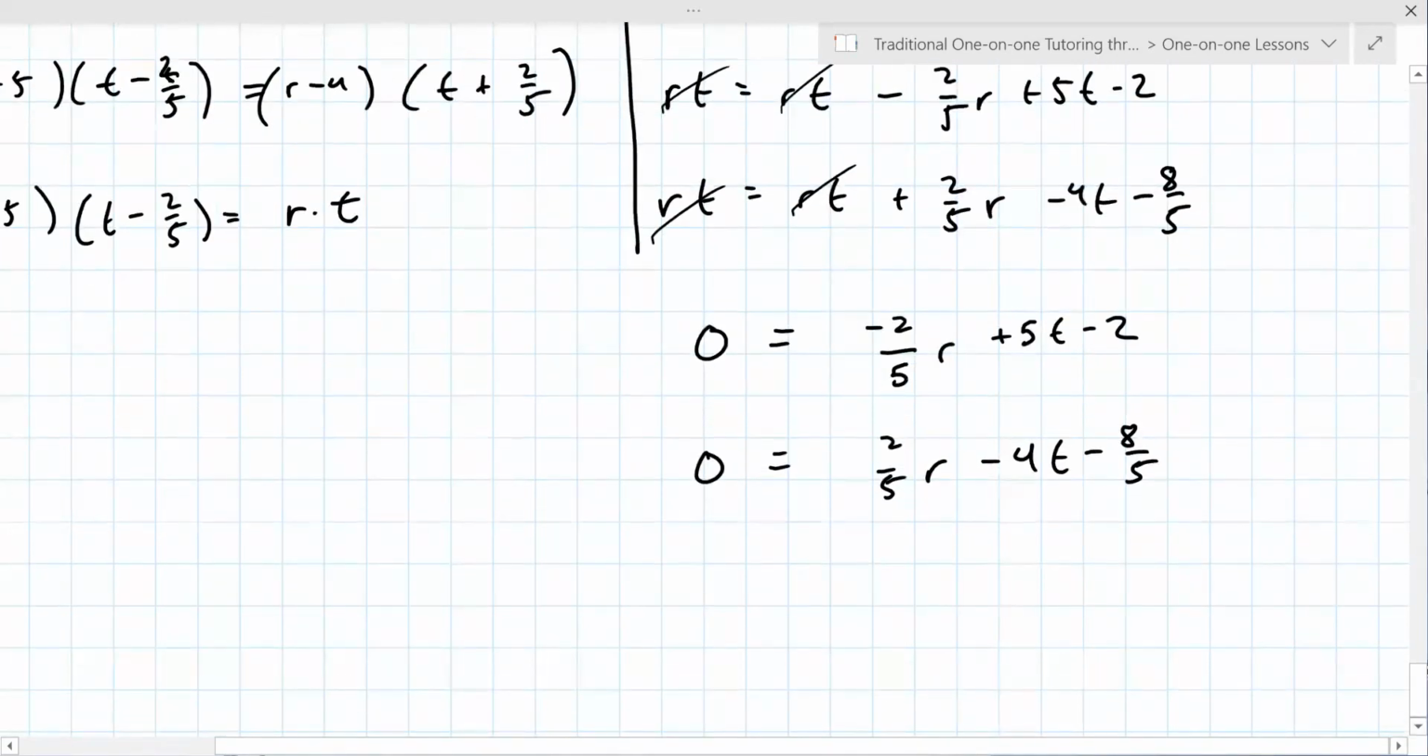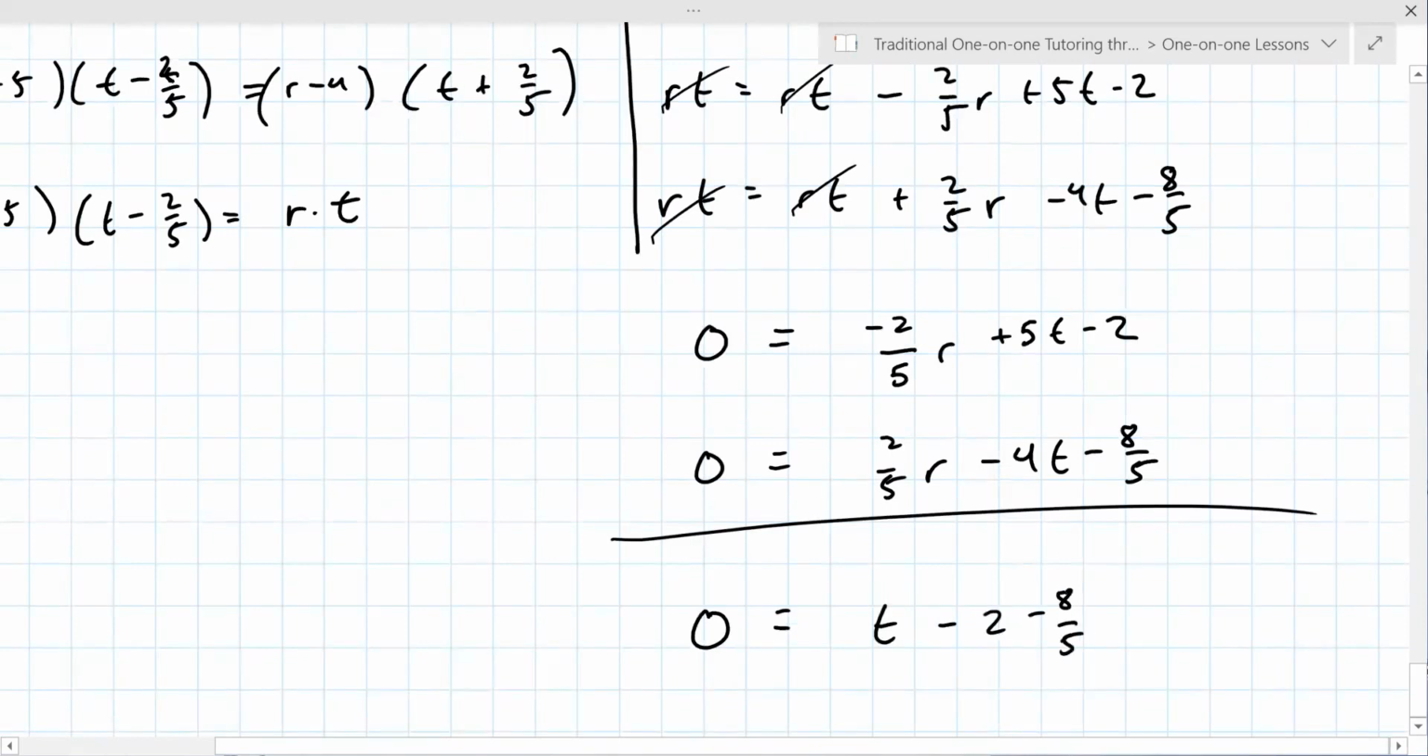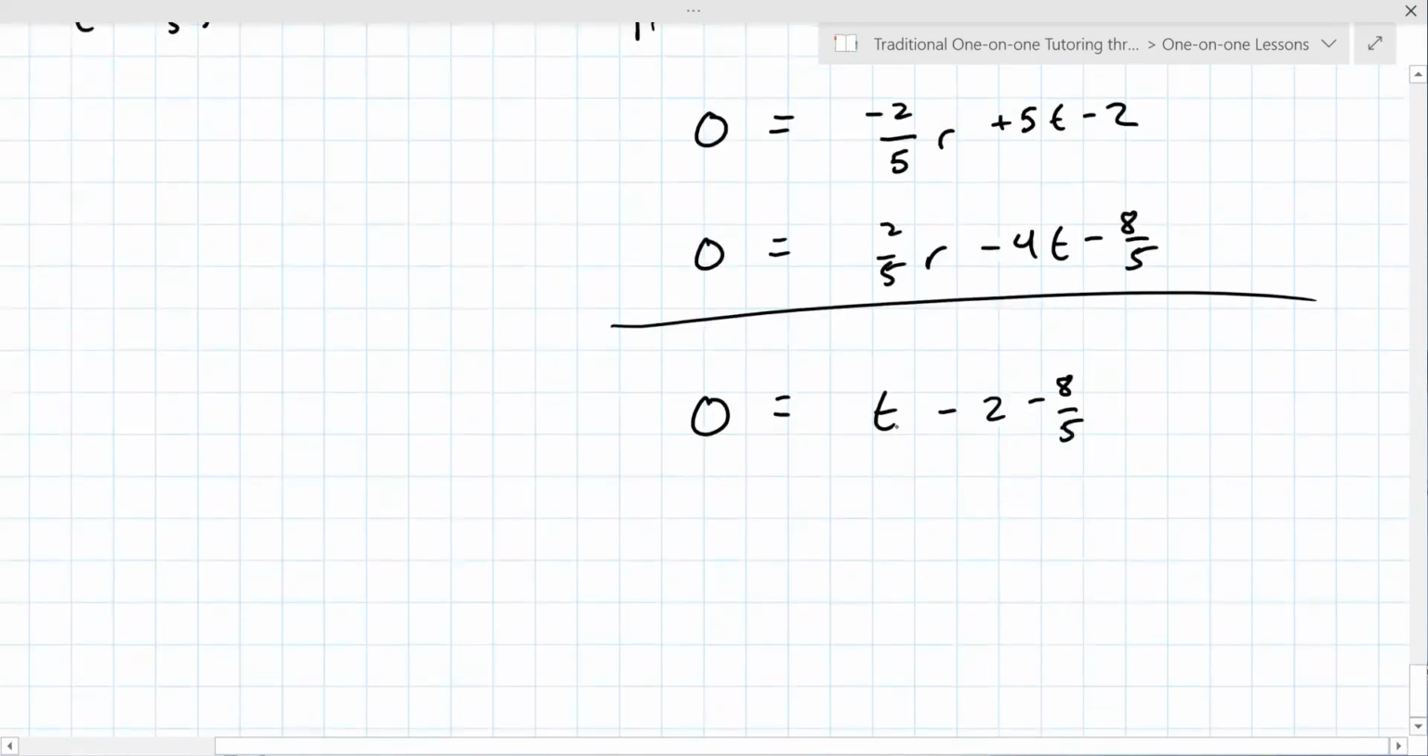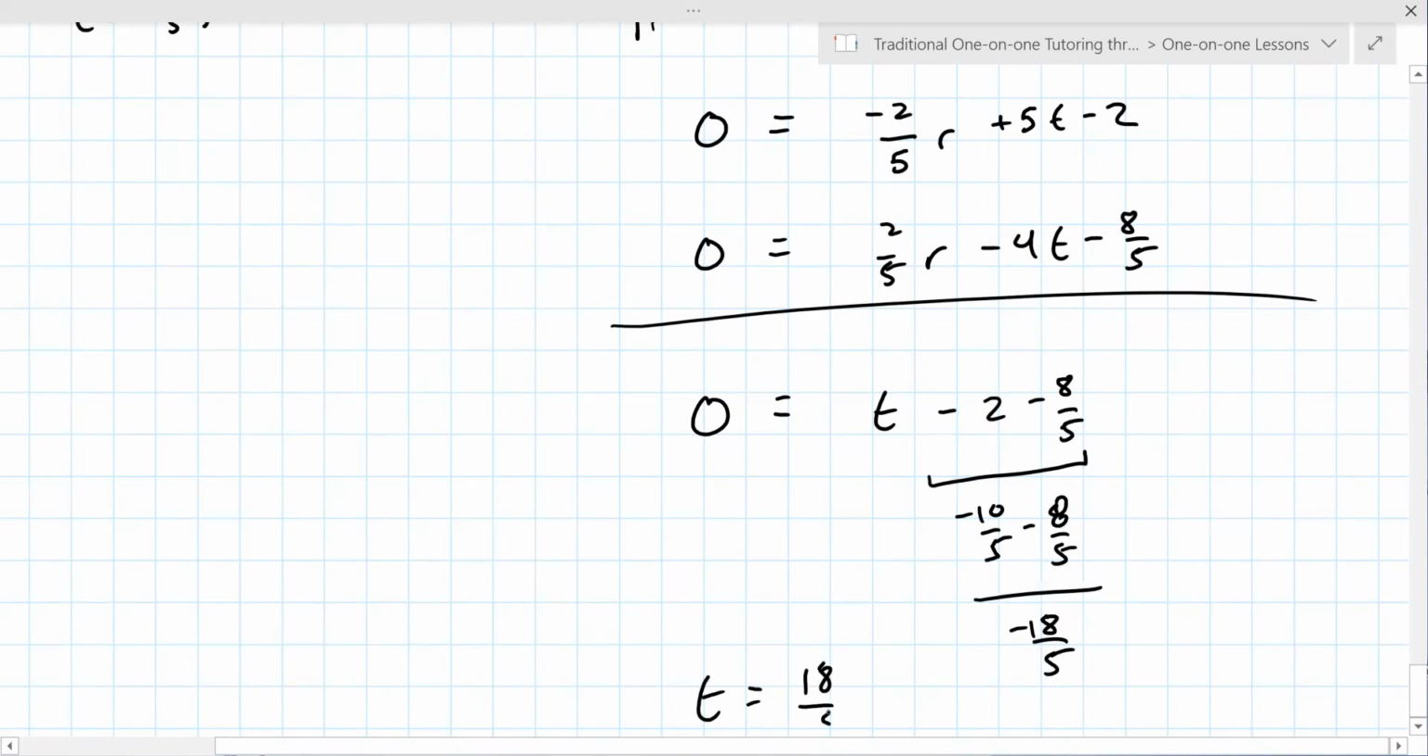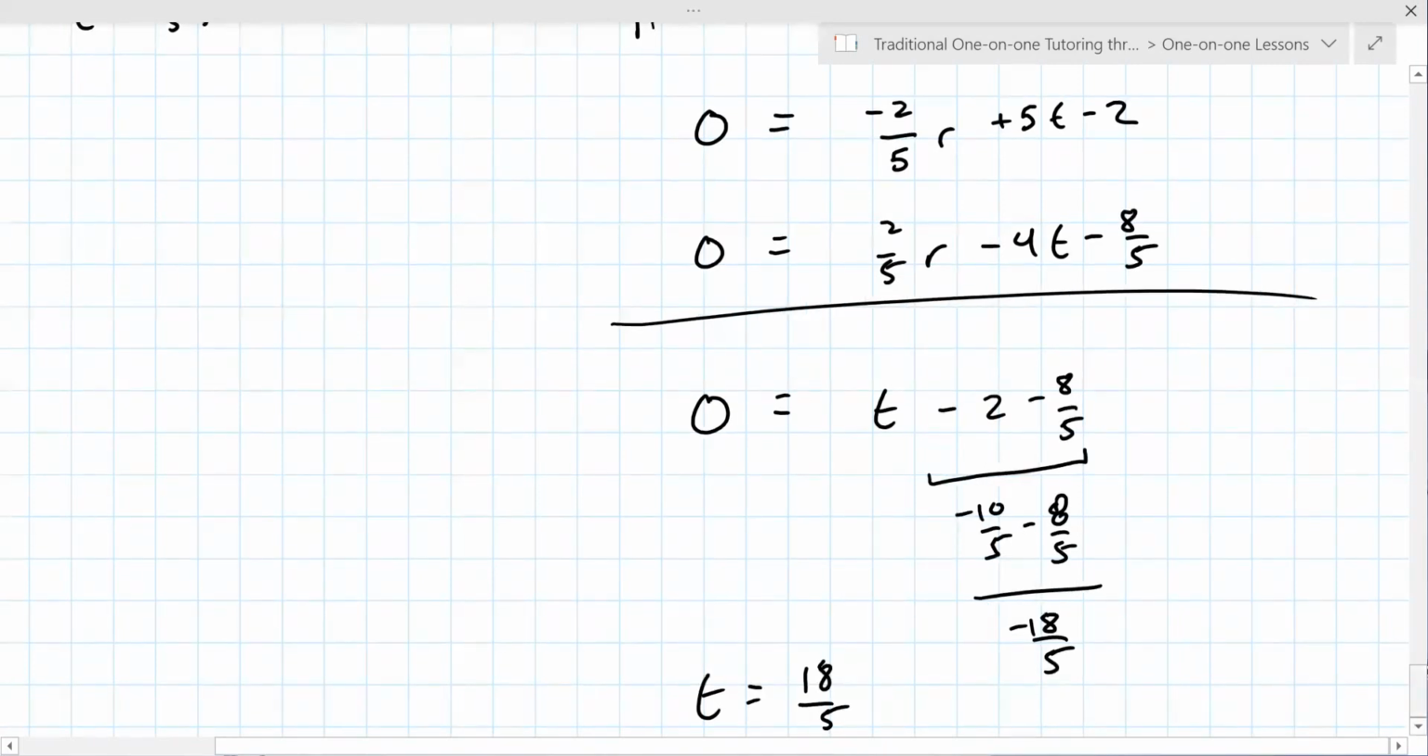Okay. And this is kind of like an advanced technique. You just add them together because these are going to cancel. So you get 0 equals T minus 2 minus 8/5. Then this right here is minus 10/5 minus 8/5, so it's minus 18/5, and you move it over. So T equals 18/5. Okay, that's in hours.